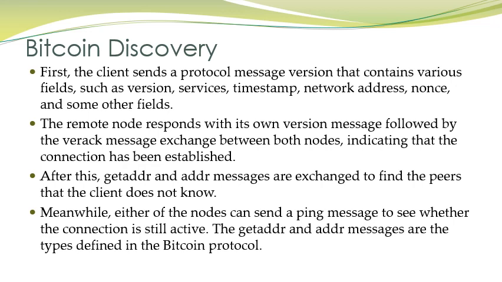After getting the address, either of the nodes can send a ping message to see whether the connection is still active. The node will use this ping message to see whether the connection is still active or not. This ping message is used frequently to see whether the node is active in the network or not. The get address and address messages are types defined in the Bitcoin protocol.